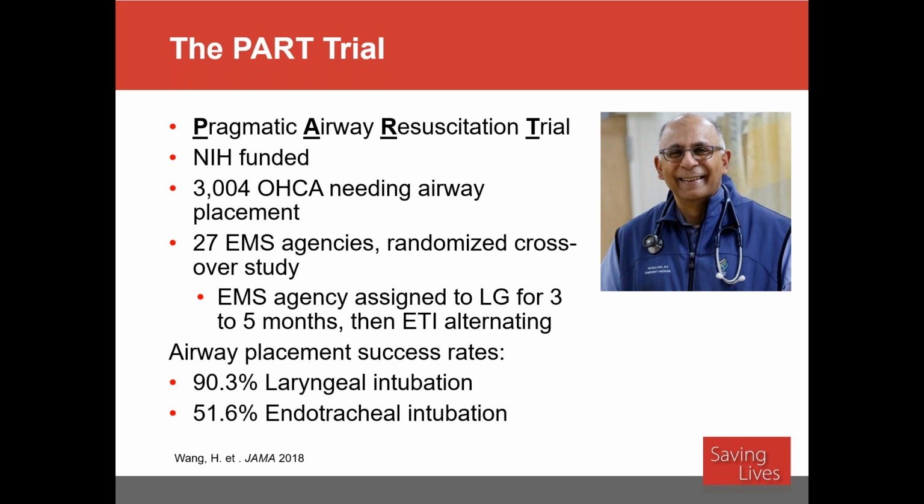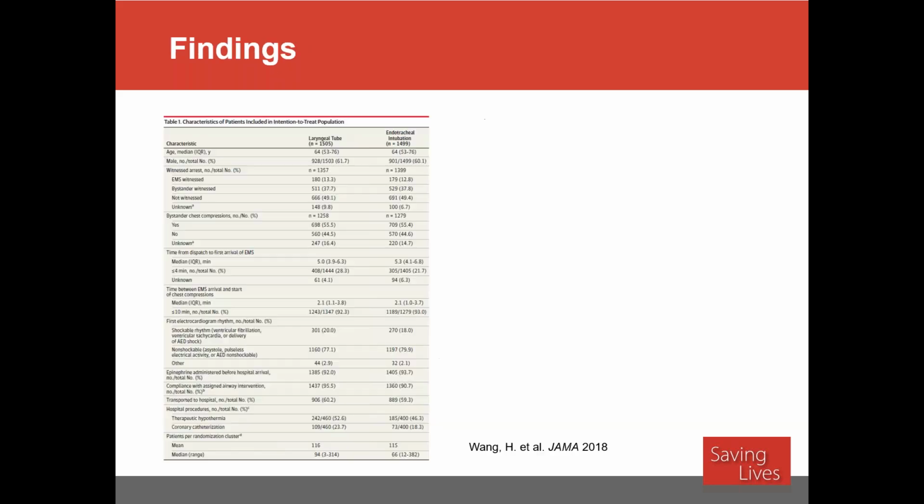I think it would be difficult to place an airway in some of the circumstances they're faced with, and that's what this study actually showed. So some other findings in the study: bystander CPR, you could see, was done in about 55% of patients. And if you look at the column on the left, these are the laryngeal tube placements. The column on the right are endotracheal tube placements. And you can see about a 55% bystander CPR rate, which is a bit higher than the national average.